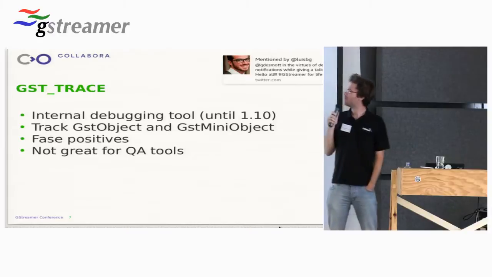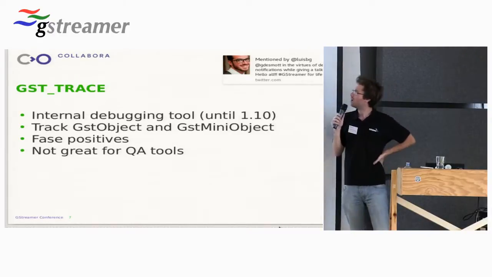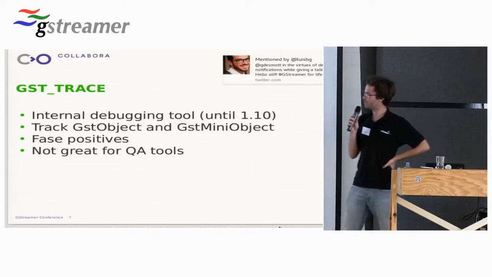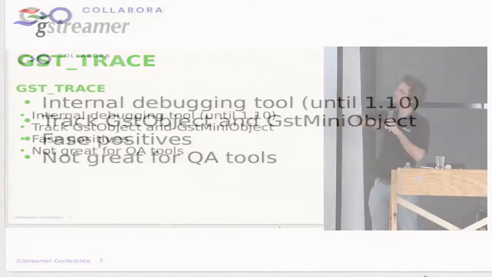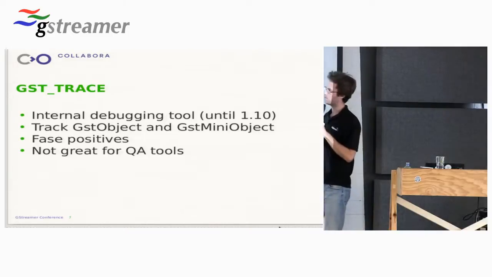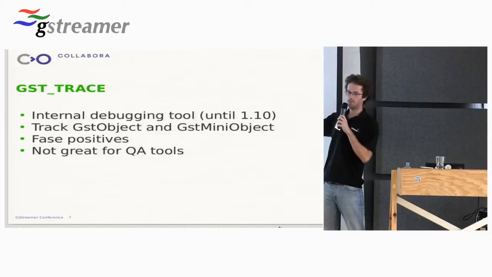One other tool which used to exist until the new GStreamer version is gst-trace. It used to be an internal debugging tool, but it was used to track GstObject and GstMiniObject, which is something very useful because usually when you are writing GStreamer code, that's what you really care about.